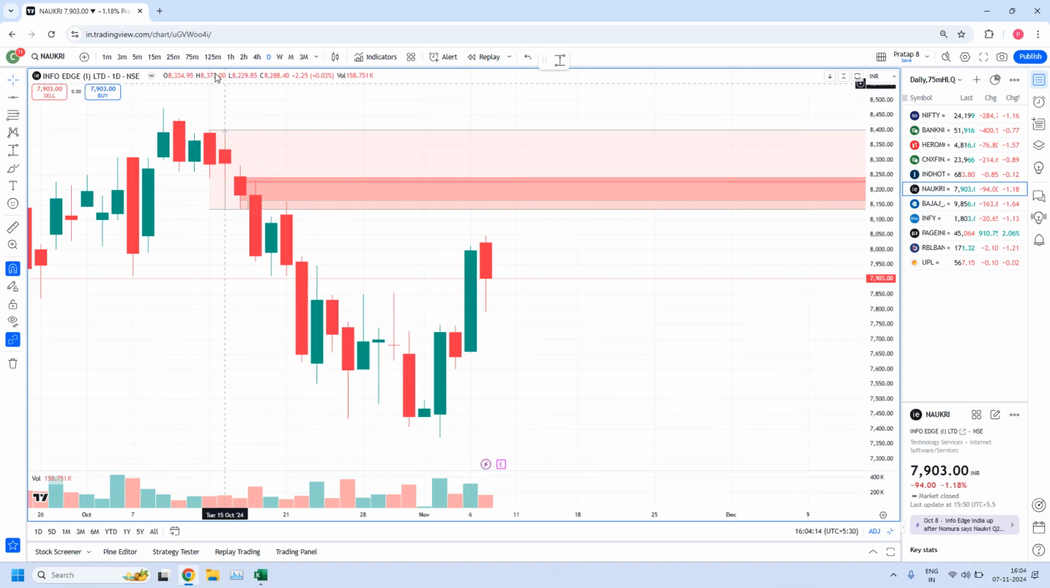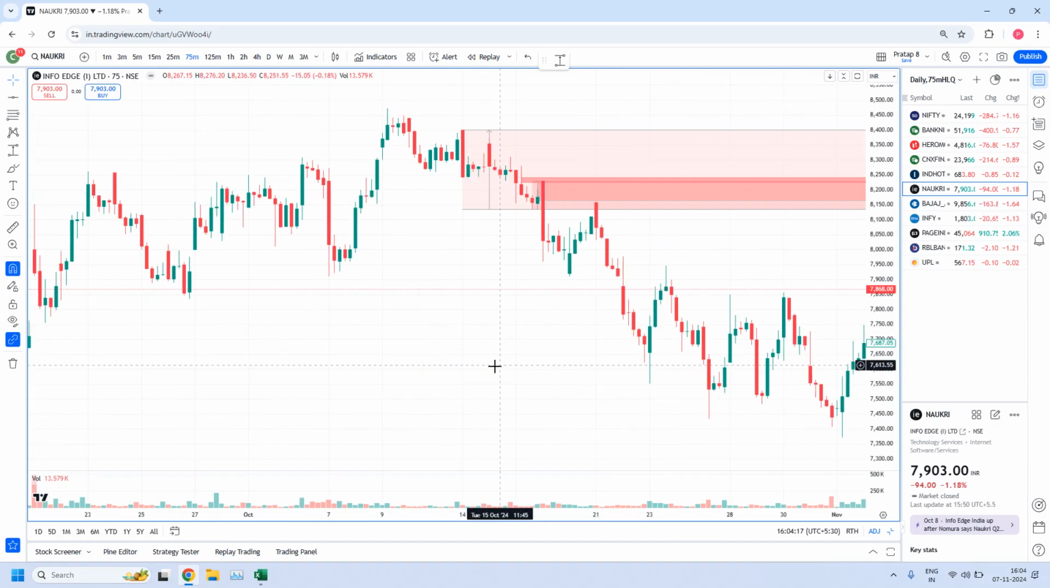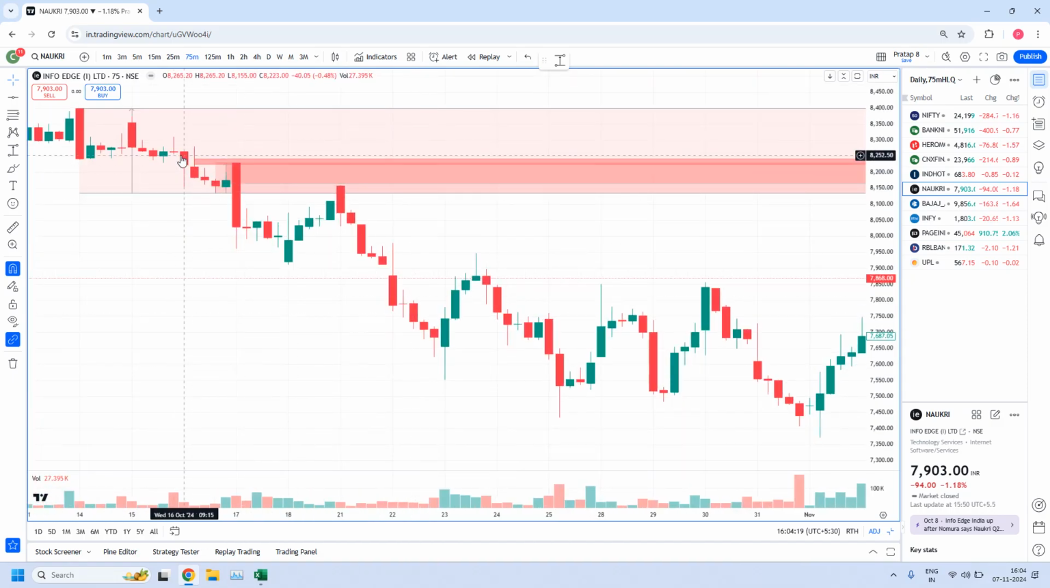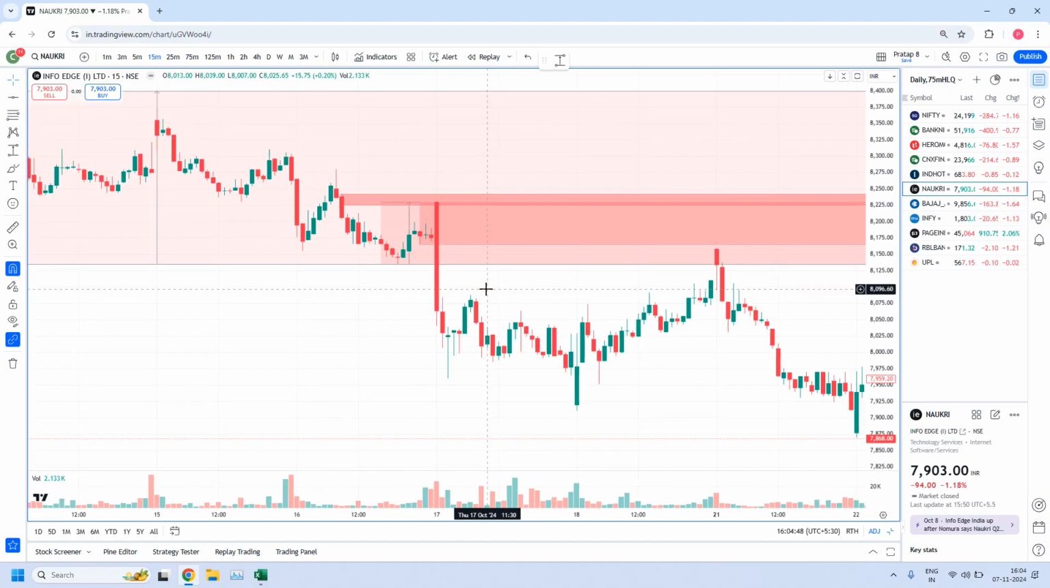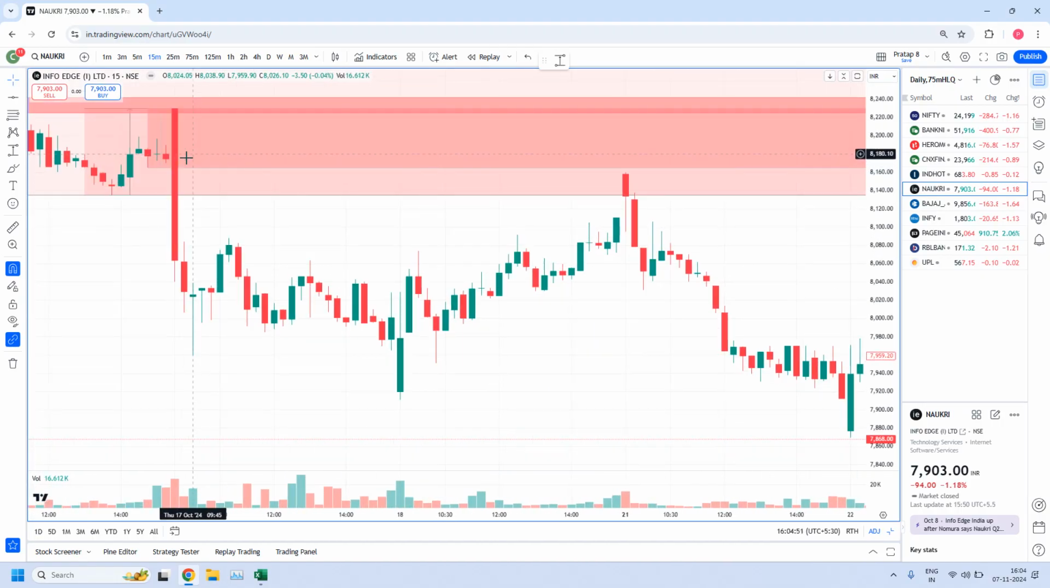And within this area, it is fine-tuned with a 75-minute zone. So this is the one. Leg-in. Not this one, this one. This is the leg-in, considered as a drop candle, 3 base candles and again a drop candle. That way I have drawn the fine-tuned 75-minute zone inside the daily zone. Within this 75-minute zone, again a 15-minute zone I have drawn: rally, 4 base candles and again a drop candle.